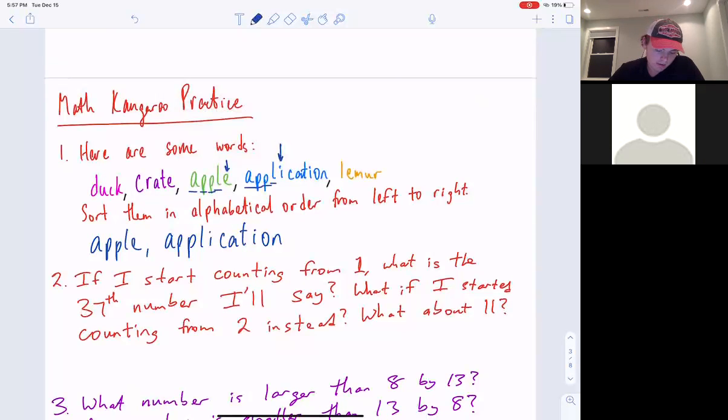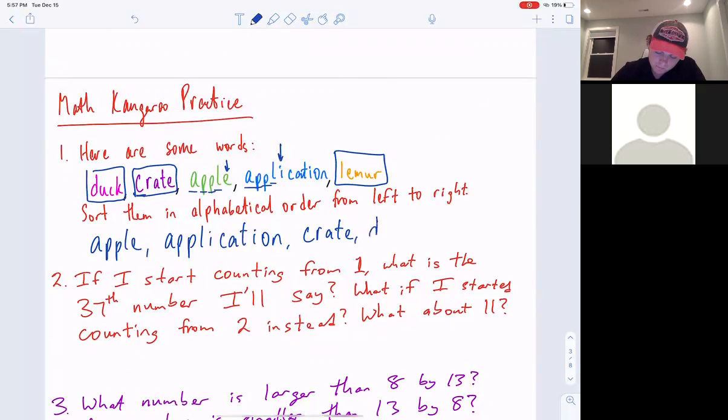Okay, now we can see, are there any words that start with B? No, and we check B because that's the next letter of the alphabet, right? Then we can check for words that start with C, right? And we see that crate comes next. There's only one word that starts with C, and so the next word in our list is crate. Another thing we could do is say we have three words left, which are duck, crate, and lemur. And if we look at their first letters, there's a C, a D, and an L. And C comes before D, D comes before L. So we know that the last three words are crate, duck, and lemur.